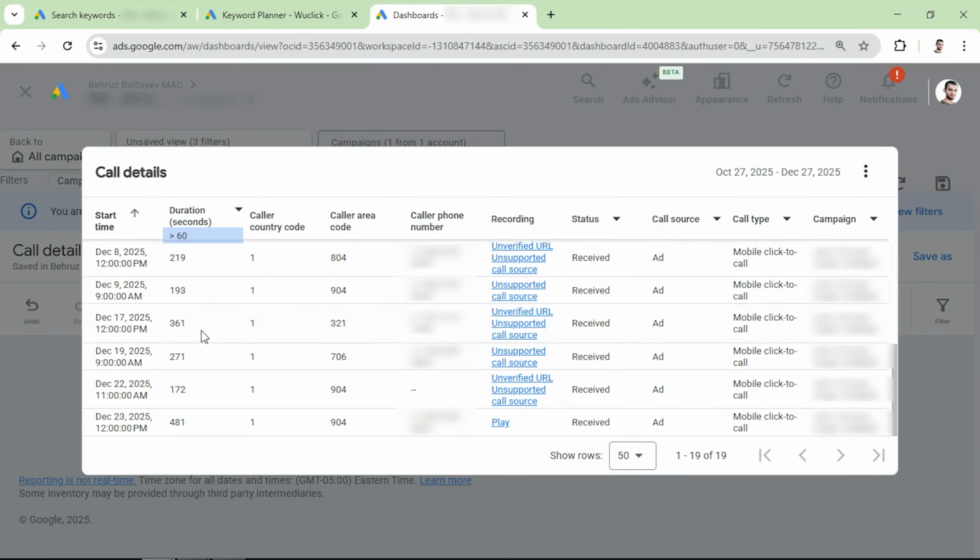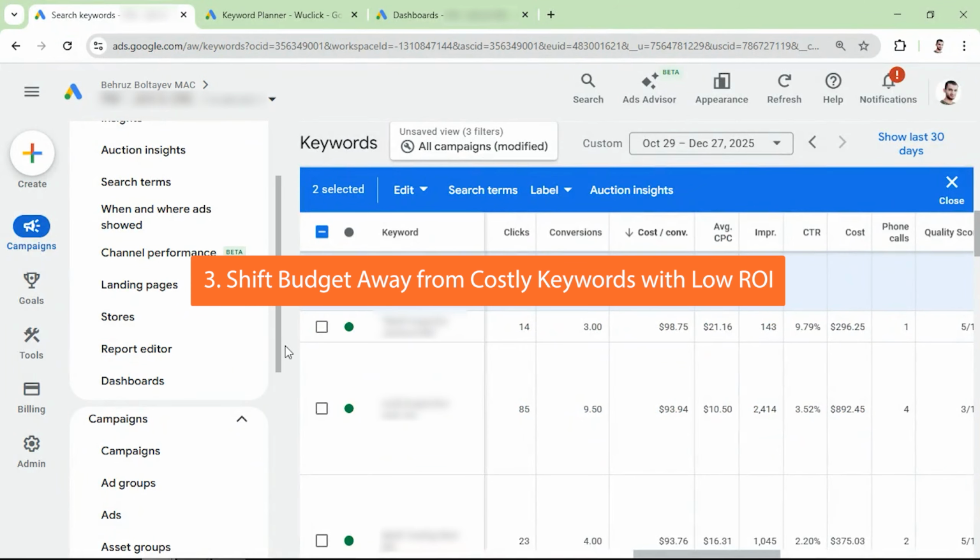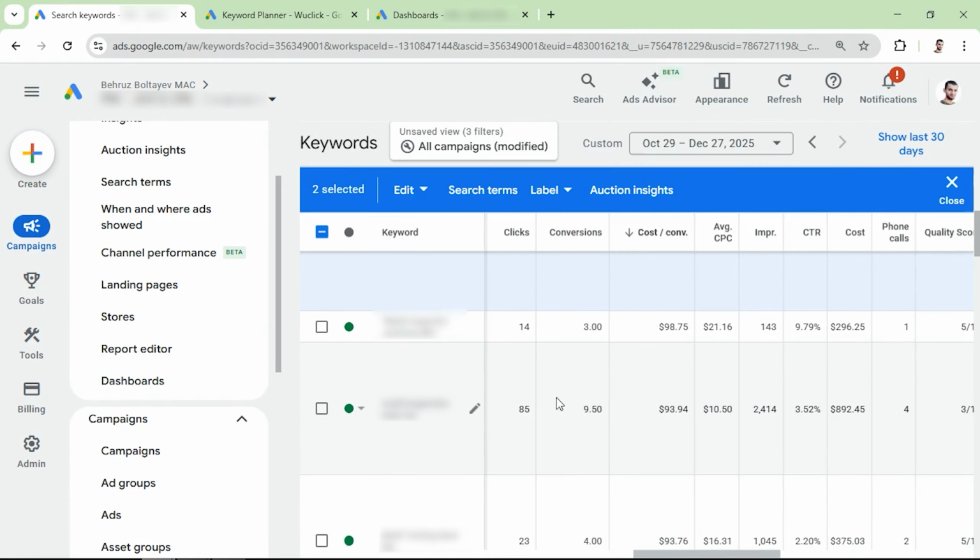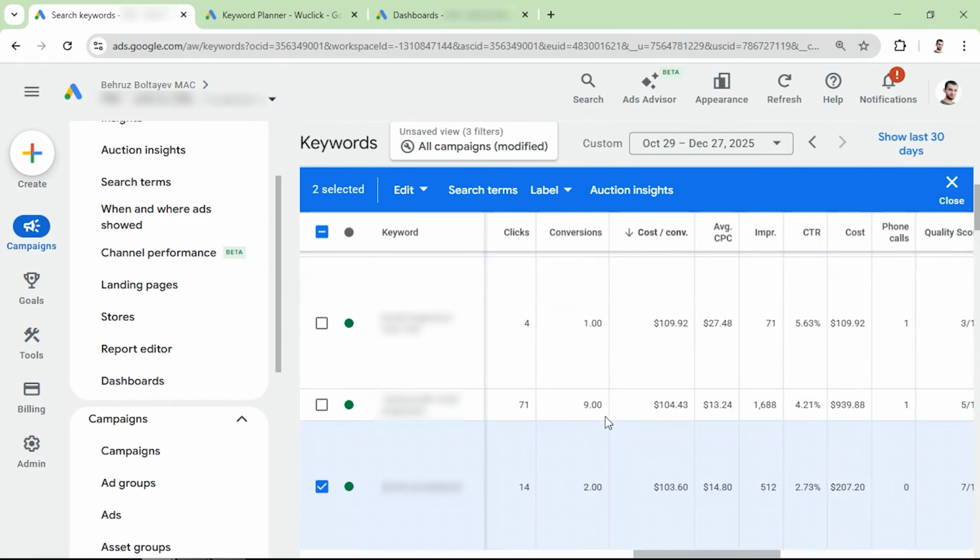So that's how you can analyze the quality of the phone calls. And analyzing the quality of the phone calls in more detail, like finding the phone calls from the website or form submissions, would also be better. And another thing would be you should shift budget from the keywords with low ROI. Again, we're analyzing the keywords, but you can find the keywords which can bring you lower ROI. And even if they are bringing conversions, you can create a separate campaign for them and create a separate campaign for the keywords with higher ROI and give more budget to them.